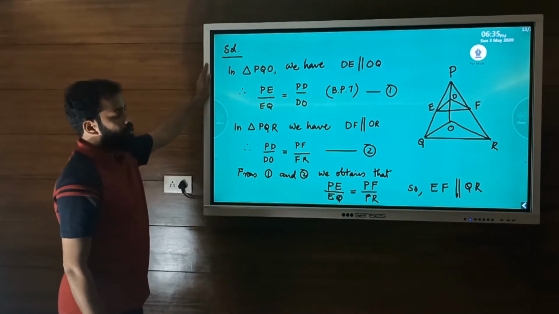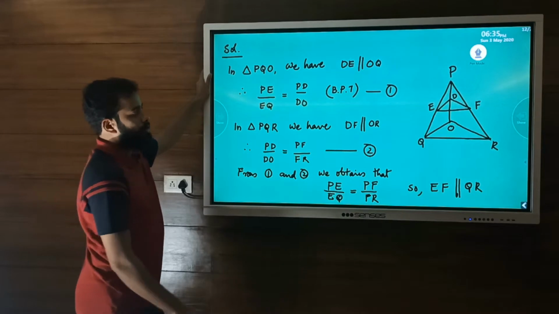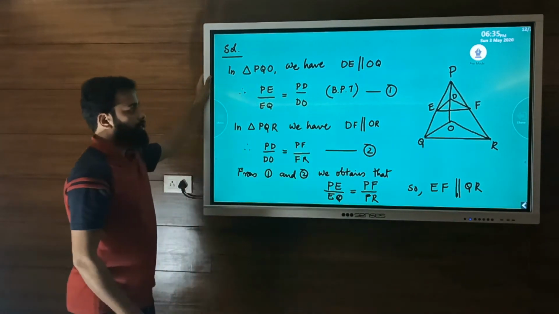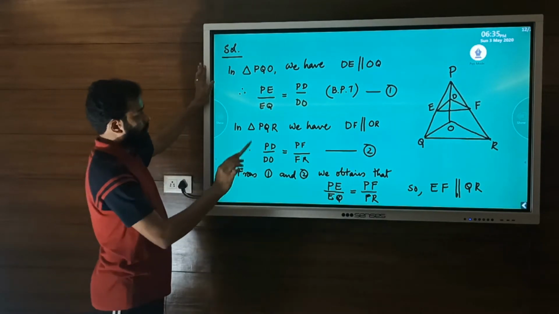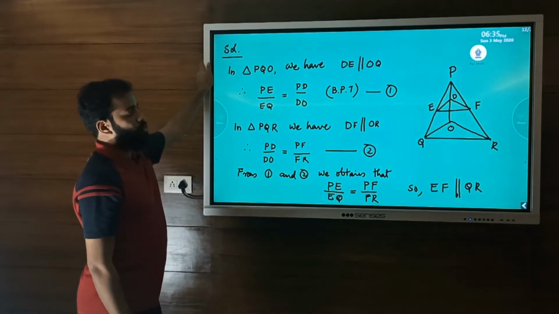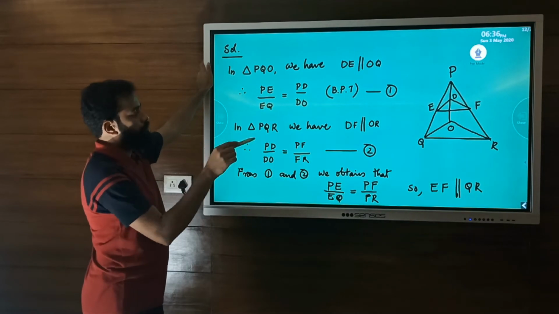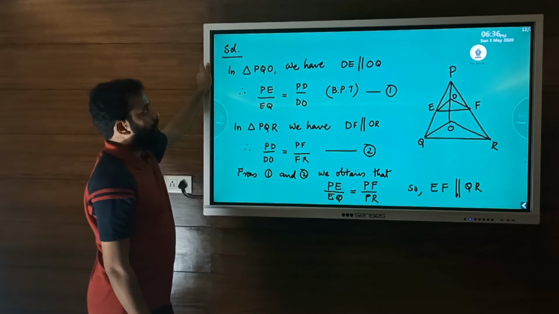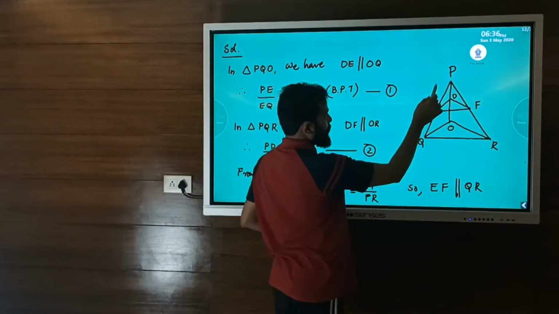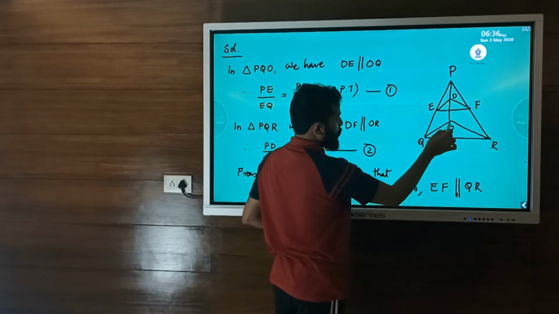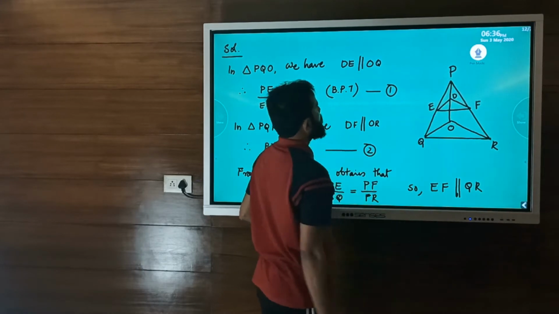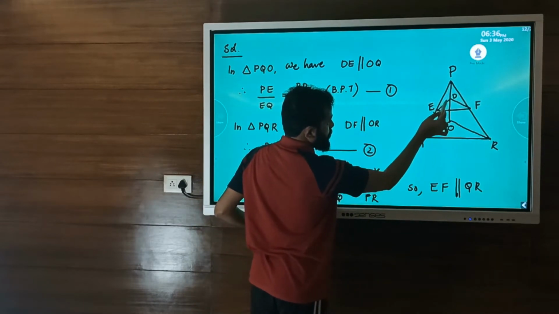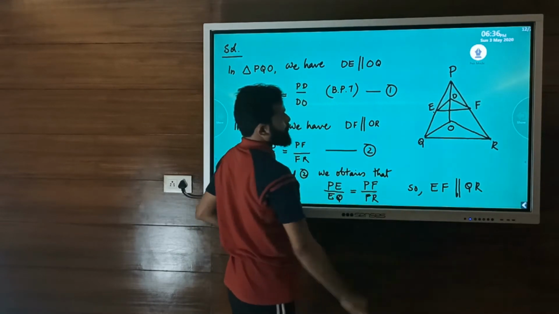So diagram, PQR a triangle. Then there is a line EF. One more triangle inside, a small triangle we have constructed, is given there. Triangle PQO. First we are considering a triangle PQO. We have DE parallel to OQ. Identify the triangle from the diagram, PQO. This is the triangle we need to consider first, where DE is parallel to OQ.